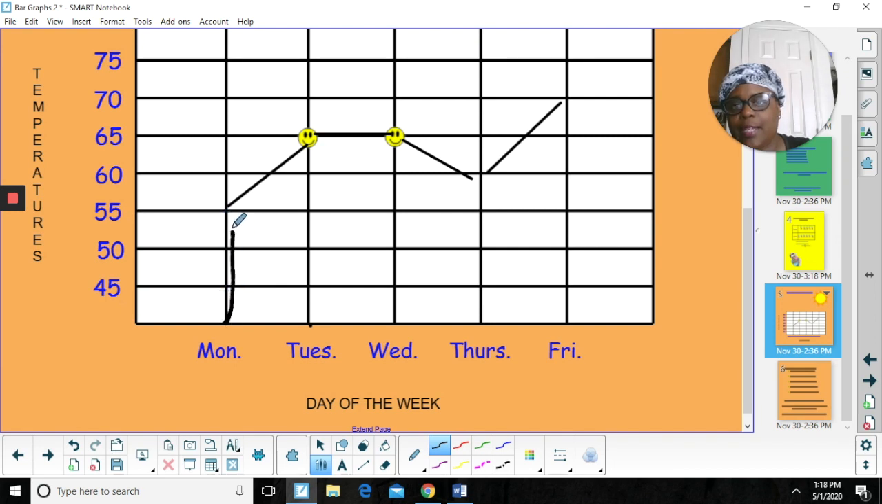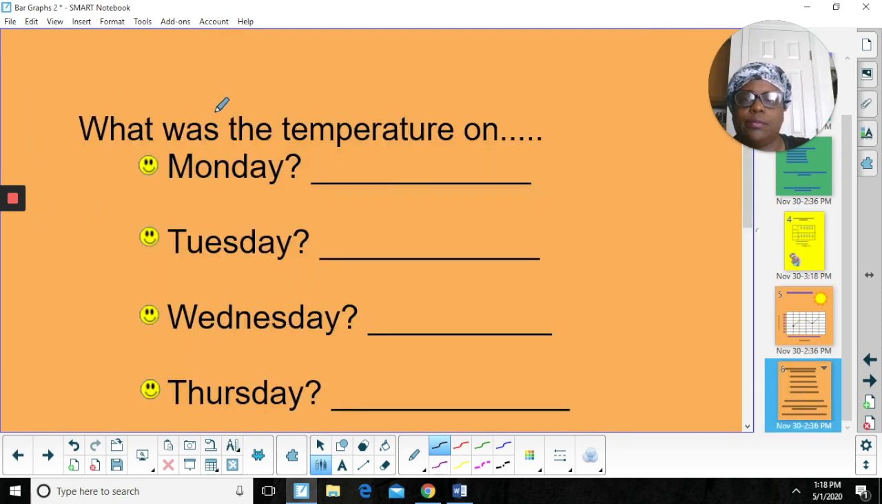It was a little smiley face right here. So it should be a little smiley face, right? Let me put one there. Well, I won't be able to put this smile, but I am going to put a dot here and a dot here because our smiley faces disappeared. All right, but it's okay. So let's go up the graph and over. What was the temperature on Monday? 55. Okay.